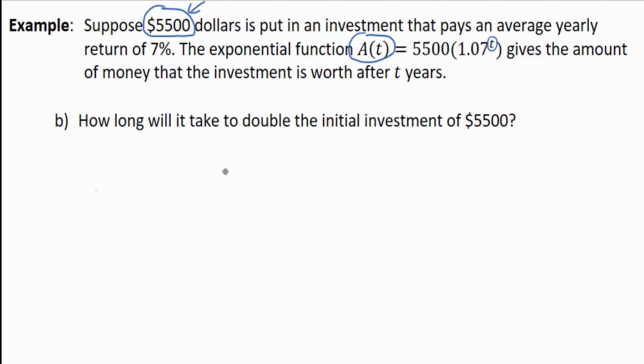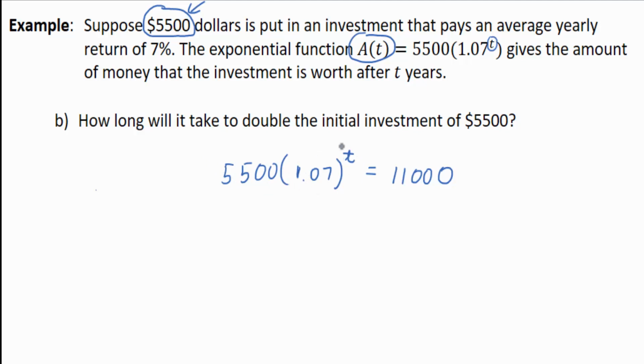So what we're going to do is set the formula 5,500 times 1.07^t equal to that amount. I'm going to put that on the right side though. So what is this amount doubled? Well, if you double 5,500, that'll be 11,000. And then you've got an exponential equation that you know how to solve.